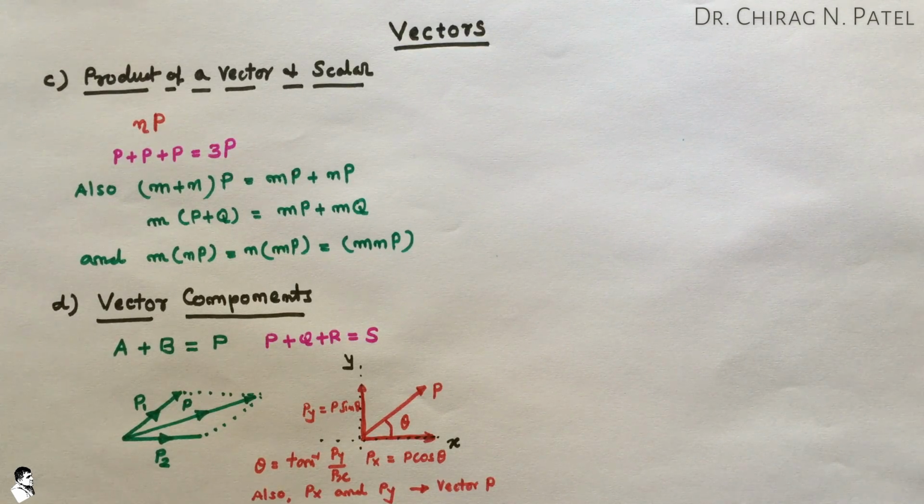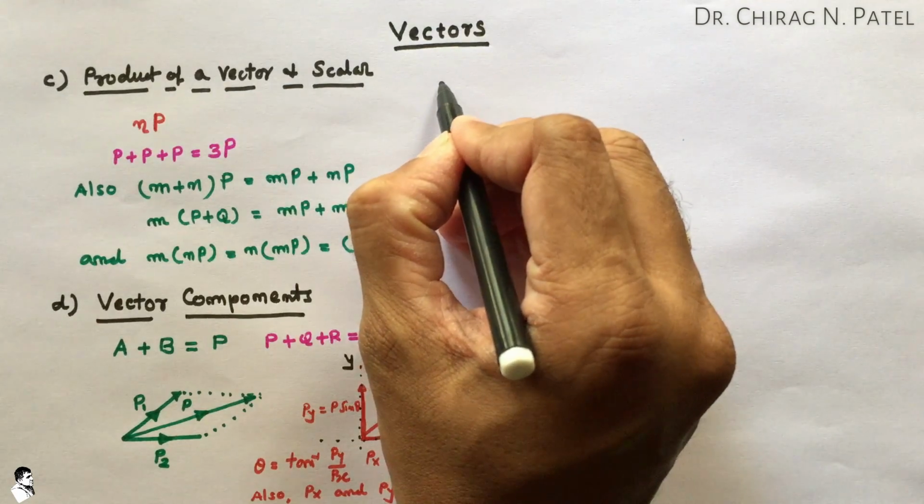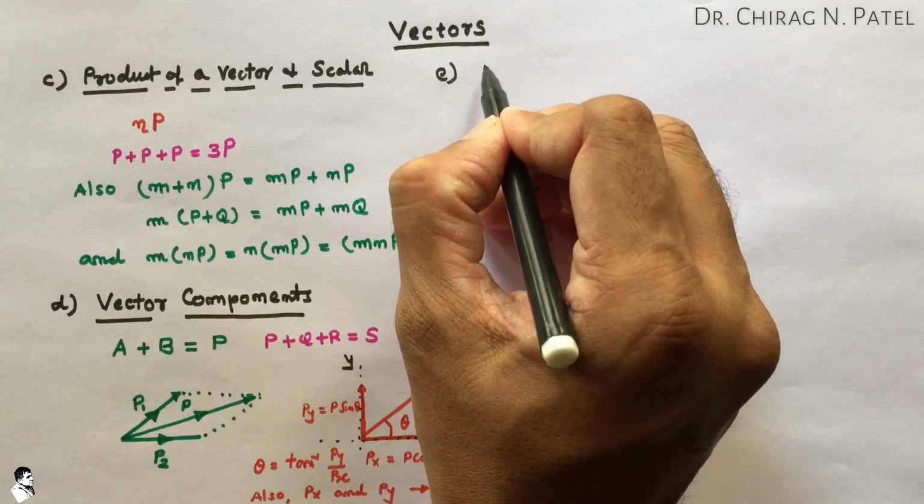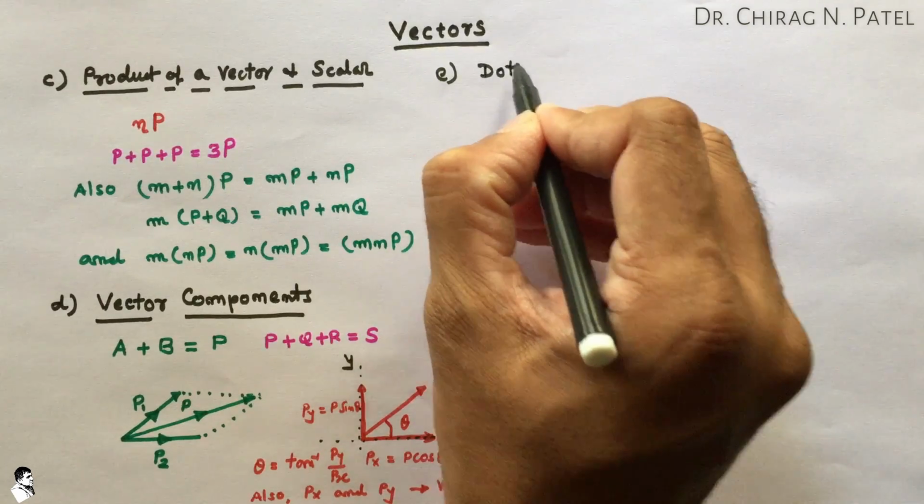Now furthermore we consider next, that is dot products of vectors.